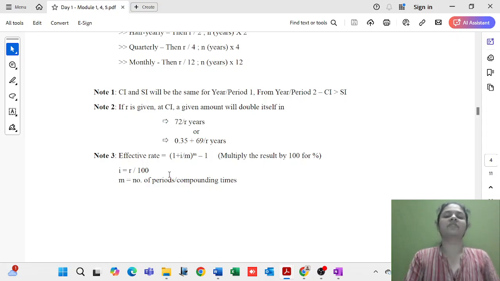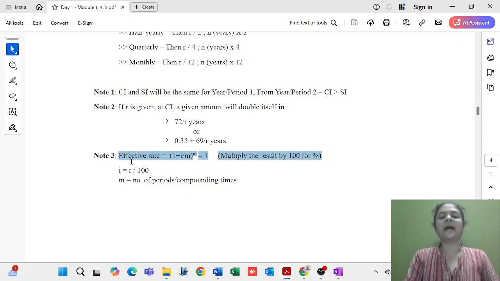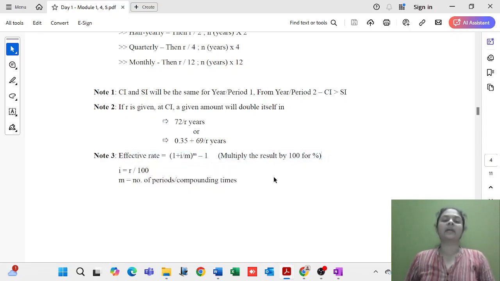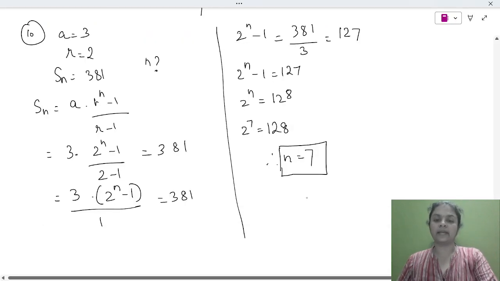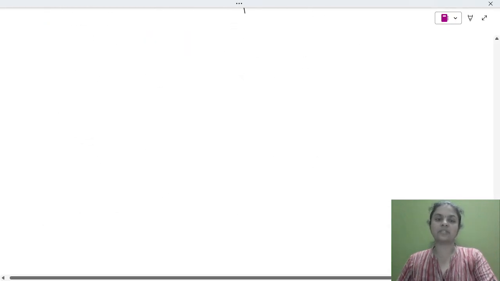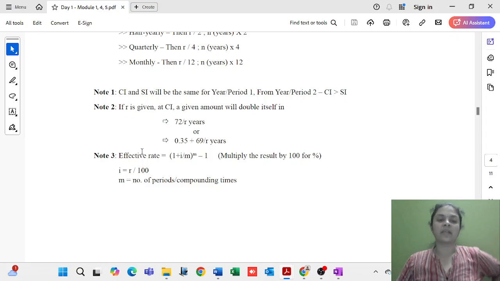And the third, which is very, very important formula. This formula itself is a direct questioning formula. Effective rate of interest versus nominal rate of interest. Nominal rate is nothing but R. Whatever we are using in the practical questions, that R is called the nominal rate of interest. Okay, where this effective rate is given as 1 plus I by m the whole power m minus 1.